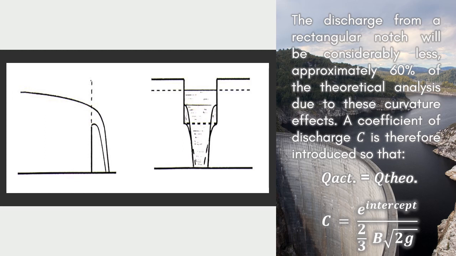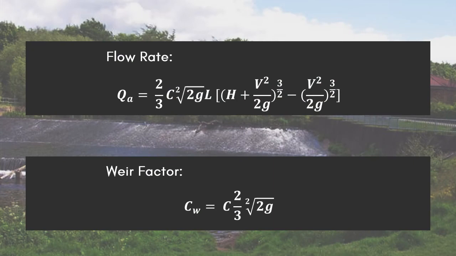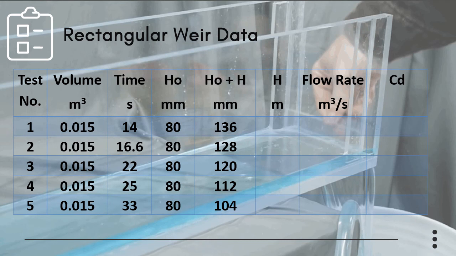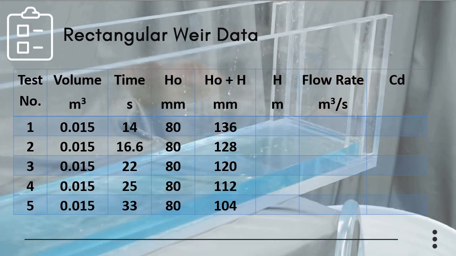effects. The coefficient of discharge, or C, is therefore introduced so that Q actual is equal to C times Q theoretical, and upon certain derivations, we will be coming up with the equation shown at the bottommost right part of your screen. And for the equations that we will be using through this experiment, the flow rate and the weir factor will be as follows. For the rectangular weir data, the table shown shall be used and filled out using the formulas introduced.